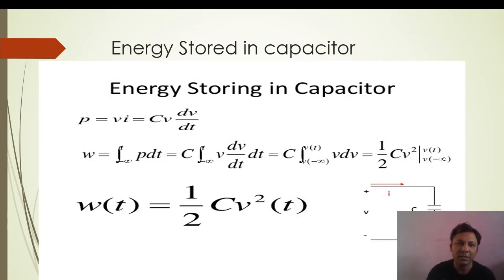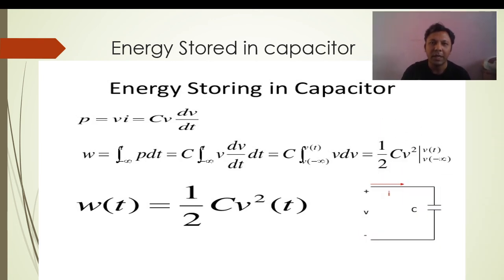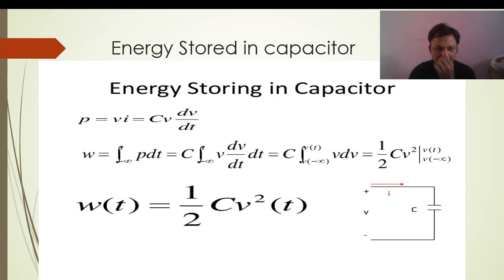Now another topic is energy stored in a capacitor. Look at this equation: 1 half CV square. It is the equation of energy stored in the capacitor. We know that the capacitor can store energy, and the unit of energy is the joule. So how can we calculate it? The equation is 1 half CV square.